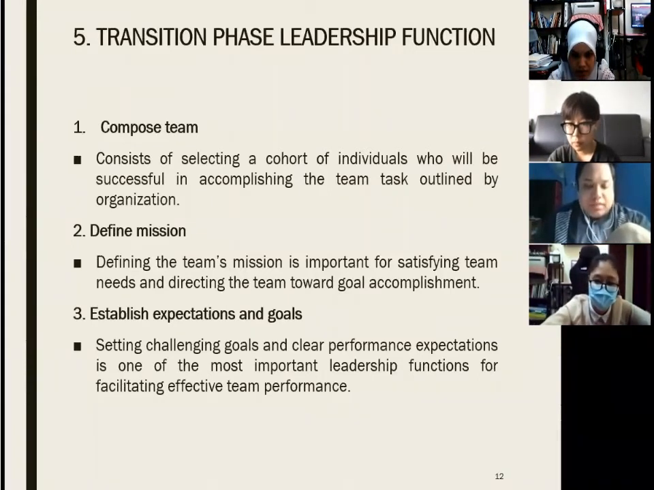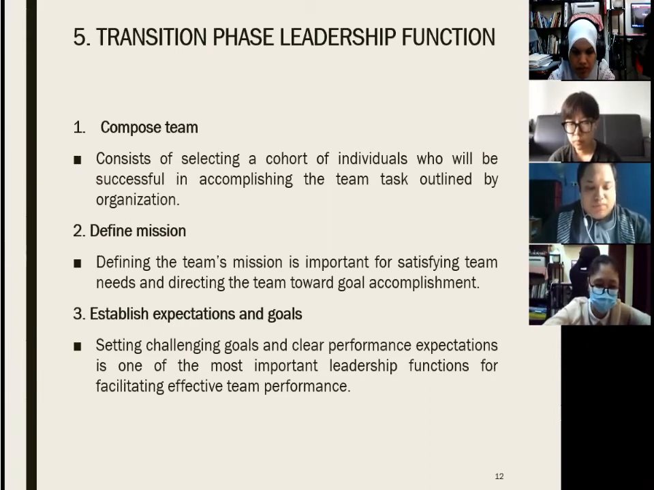Next, I will present about leadership function in teams written by Mogensen et al., 2010. So there are two phases in this leadership function in teams, which are the transition phase and the action phase. I will explain about transition phase leadership function. The first function in the transition phase is compose team.